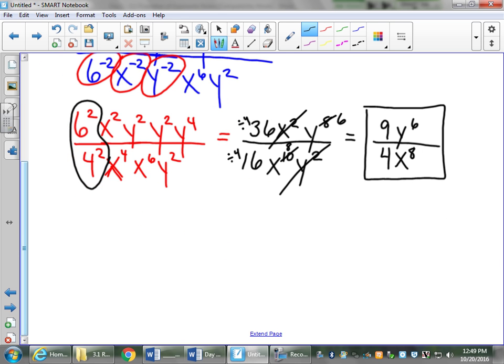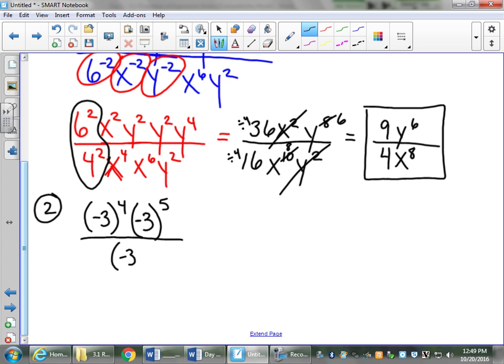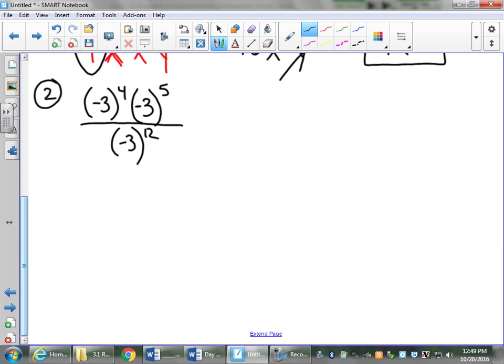Okay. One more example. This one's not going to be nearly as long. And the reason why I'm doing this is because sometimes these properties can be more confusing when you're using them with number bases versus variable bases. So we're going to have -3 to the 4th times -3 to the 5th over -3 to the 12th. The only reason the parentheses are there is because of the negatives, to show that the negative is also being raised to part of the power. They're not there to indicate distributing, because there's nothing to distribute here.